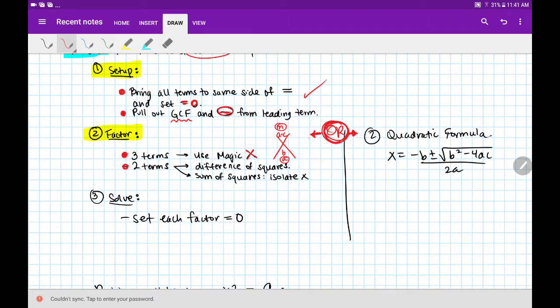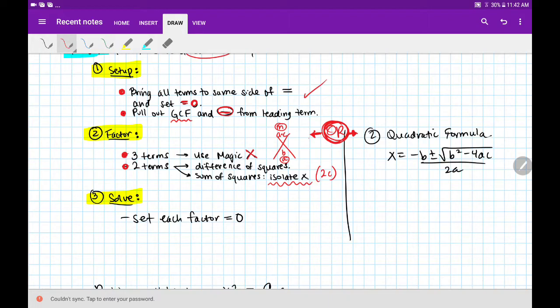If we have 2 terms, we'll consider difference of squares, or we'll just isolate x. And I'll show you an example like that in a second. That'll be what we use for 2c. And then once we've factored, we'll set each factor equal to 0 using the zero product property. And that'll be our final step.